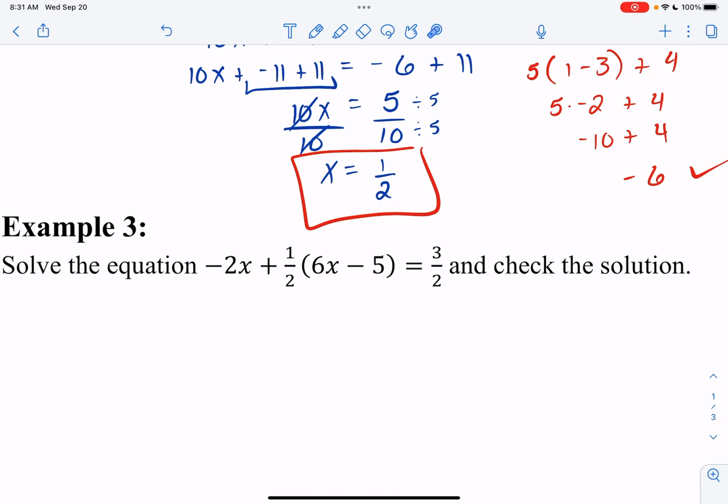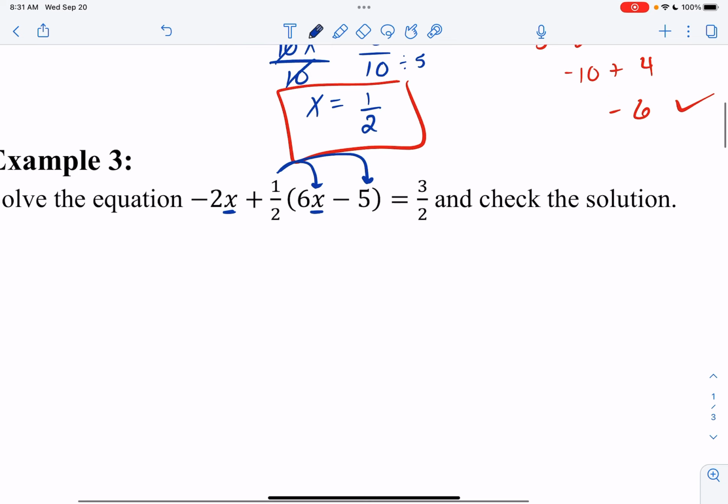So the first thing I need to do is simplify this and put together my like terms. So I have 1x here, 1x here. So to put those x's together, I'm going to distribute that 1/2 in. So this negative 2x out front, nothing's happening with him. He just kind of comes along for the ride. Plus, I need to take 1/2 times 6.